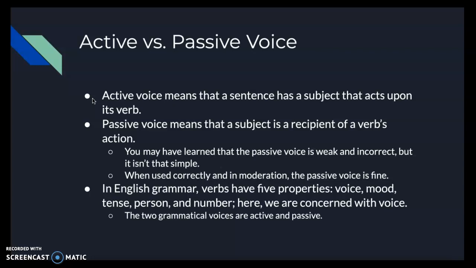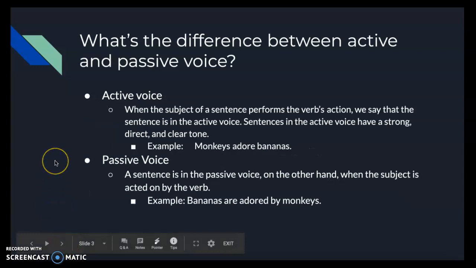In English grammar, verbs have 5 properties. You have voice, mood, tense, person, and number. And here we are concerned with voice. The 2 grammatical voices are active and passive. Alright, so let's look at the differences between active and passive voice.